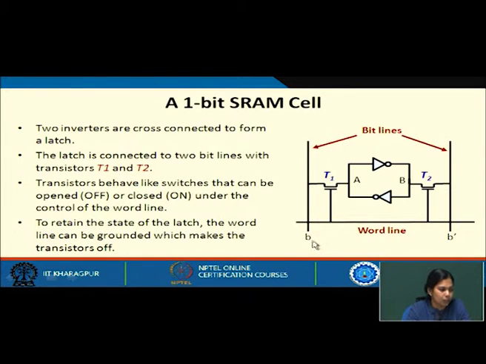Okay. So, we have bit lines, and 2 inverters are cross connected to form a latch, and these are connected to the bit lines through 2 transistors, and these transistors can be made on and off. Depending on that, we can read the value or we can write the value into this cell. Let us see that.